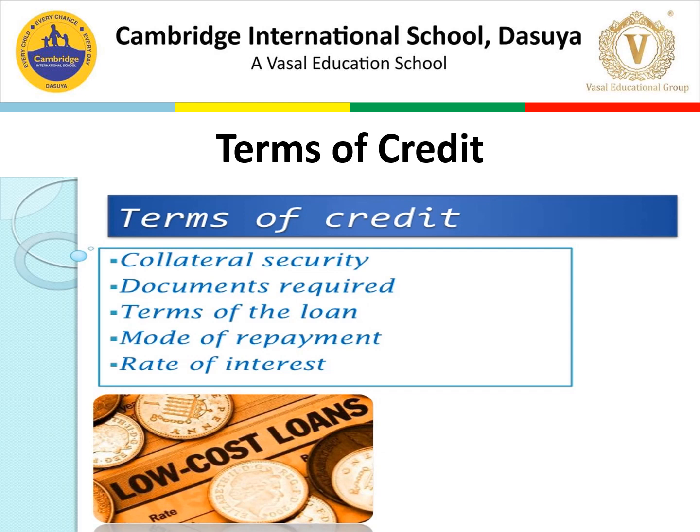Terms is how much loan we are taking, the amount of the loan, then duration of loan, for how many years we are taking loan, so how many installments we have to pay for that, then documents we have to mention, then interest rate, what is the interest rate. So we have to mention about these terms of the loan while taking your loan. Then is mode of repayment. This is very important, how you're going to pay your loan.